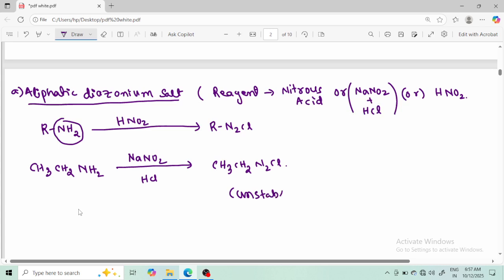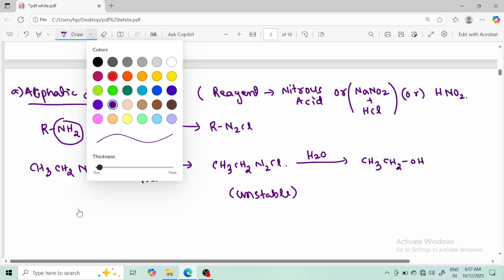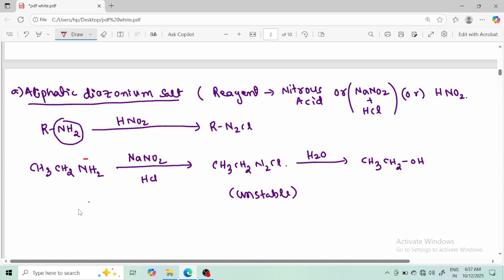Okay, now this compound is found to be highly unstable. We already discussed that. And the moment it mixes with water, it will give you alcohol. So CH3CH2OH. Now basically everything is happening to this NH2 spot. First this spot changed to N2Cl. The other stuff is same, the alkyl part, and then that N2Cl is changing to OH. Alright. Clear?